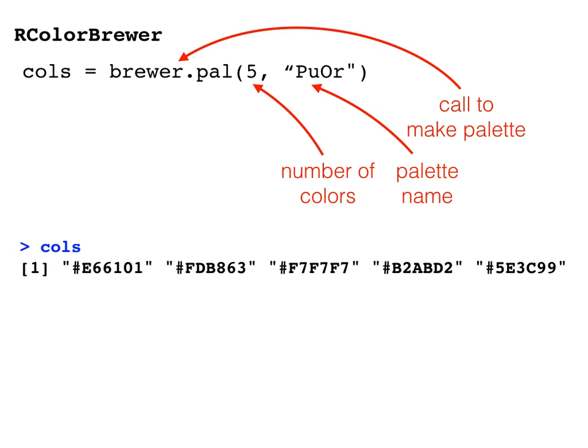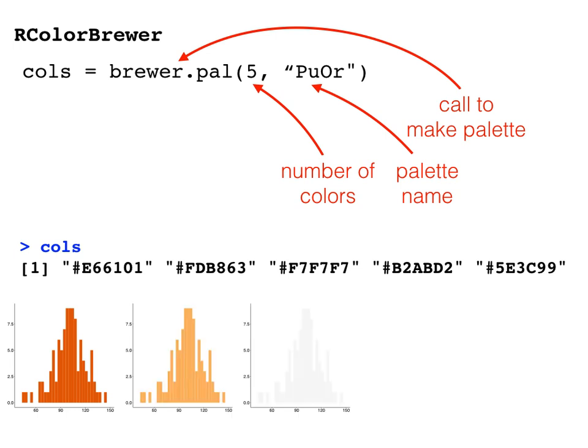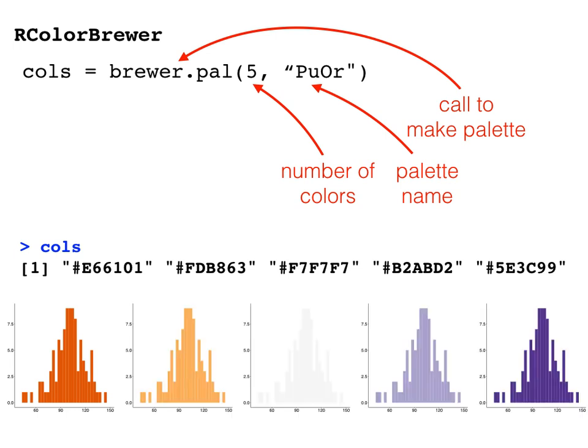To show you what they would look like, I've generated some fake data and plotted it with our 5 different colors, giving us a dark orange, light orange, white, light purple, and finally dark purple. I don't actually want all 5 of these colors though, I just want 2. But to get the extreme colors, the dark orange and dark purple, I had to request a palette with 5 colors.